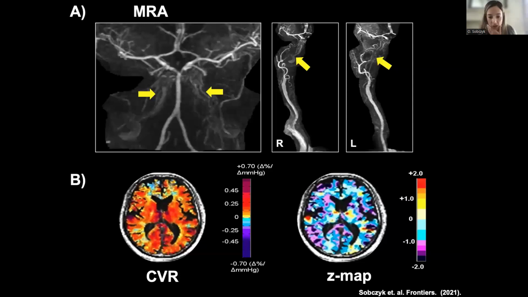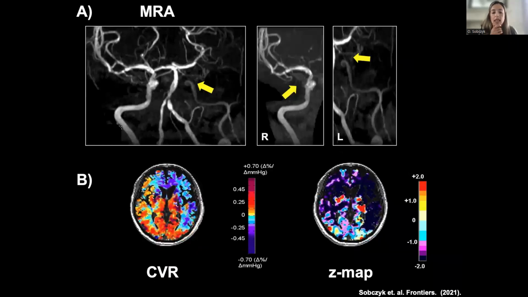Such as this patient here. This is a patient with 100% bilateral ICA occlusion who has both a normal CVR and ZMAP, because they've developed sufficient collateral blood flow. And here's an example of a patient in our database with left 70% and right 40% stenosis. You can see that the CVR shows impairment on the left, but the right side's not too bad. But the ZMAP shows both left and right hemispheres are greater than 2 standard deviations from normal.